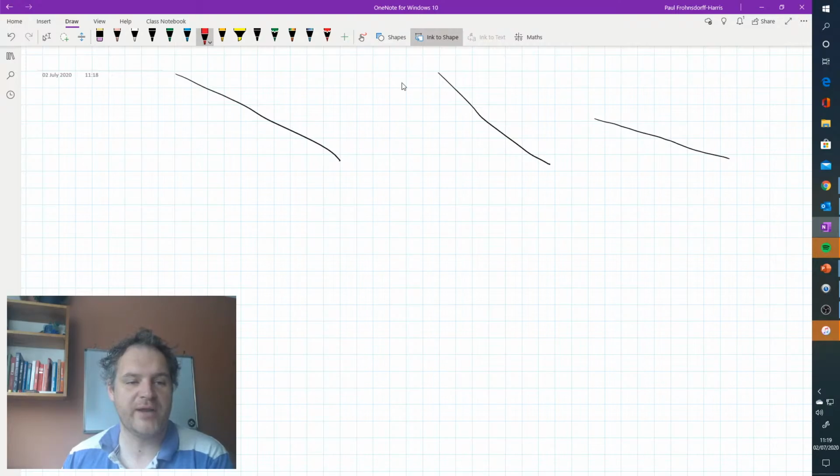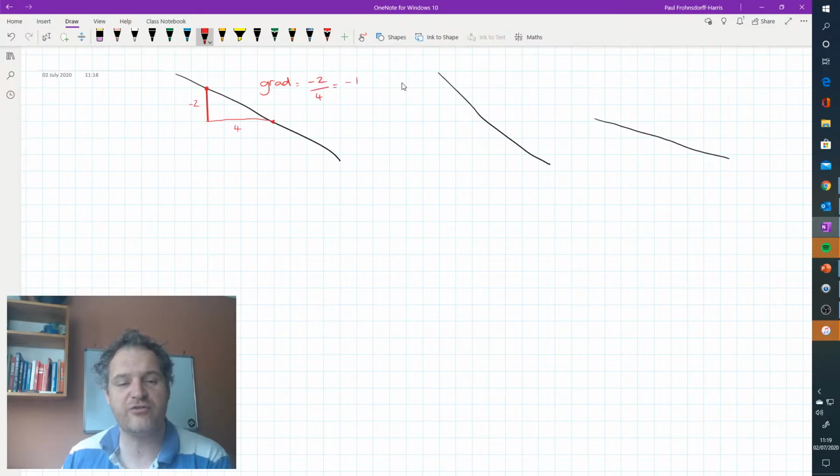And so what we're going to do is go from here to here, goes down 2 along 4. So the gradient here is -2/4. So the only thing that changes is the gradient becomes negative. It doesn't actually change the calculations. It's still how far up and down divided by how far along, but it's a negative amount. And so these ones will all have negative gradients.